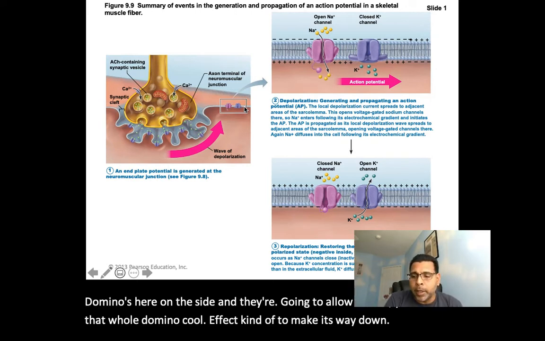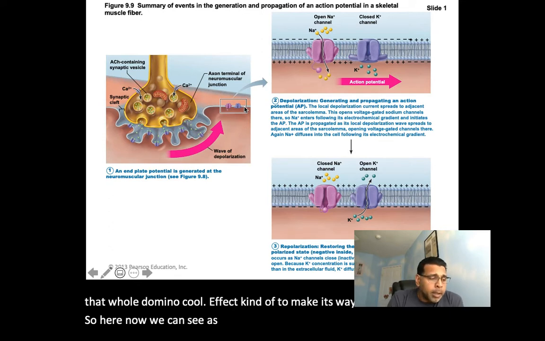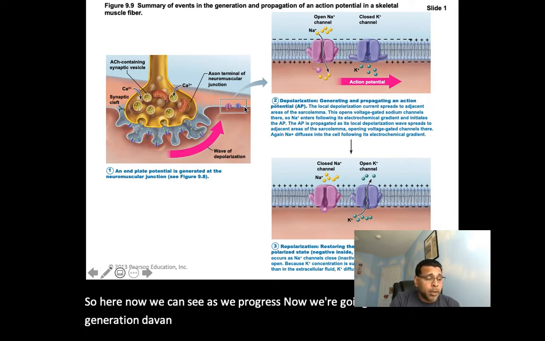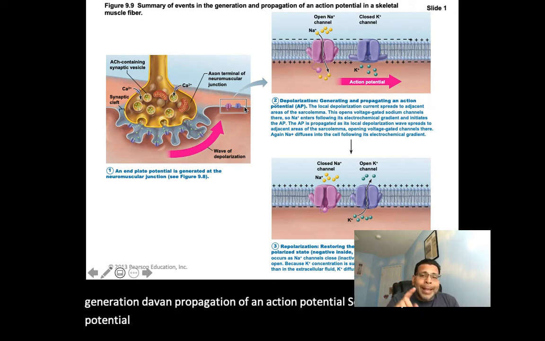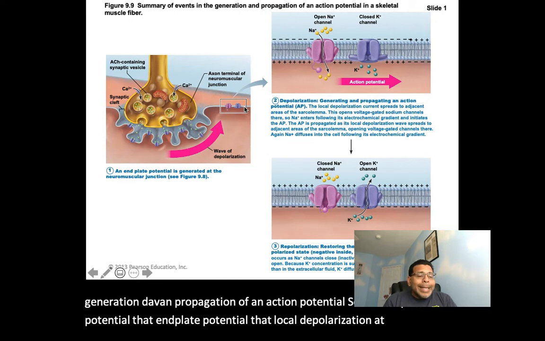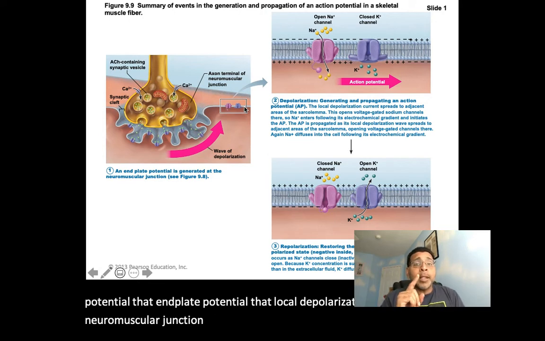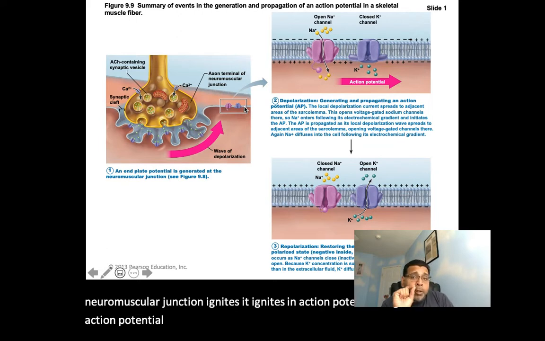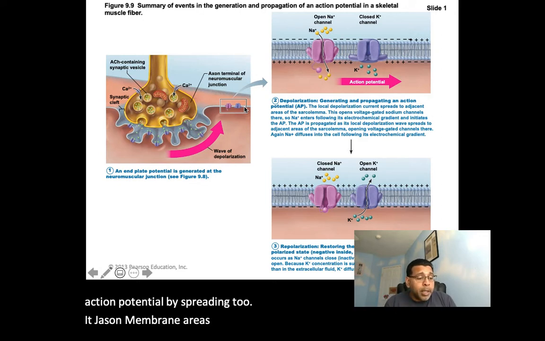So here now, as we progress, we're going to talk about generation and propagation of an action potential. The end plate potential, that local depolarization at the neuromuscular junction, ignites an action potential by spreading to adjacent membrane areas, and by opening those voltage gated sodium channels.